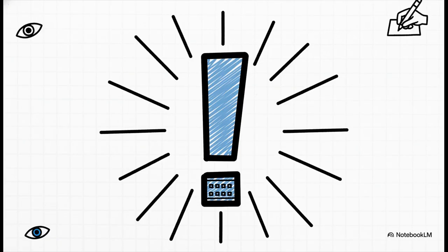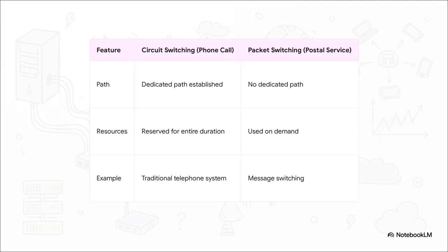Okay, I need your full attention here. Put your phone down. If you only study one thing from Unit 3, make this. The comparison between switching techniques is, without a doubt, a guaranteed question. This is important for the exam. And here are the two big ones you need to compare. On one hand, you have circuit switching. Think of an old-school telephone call.